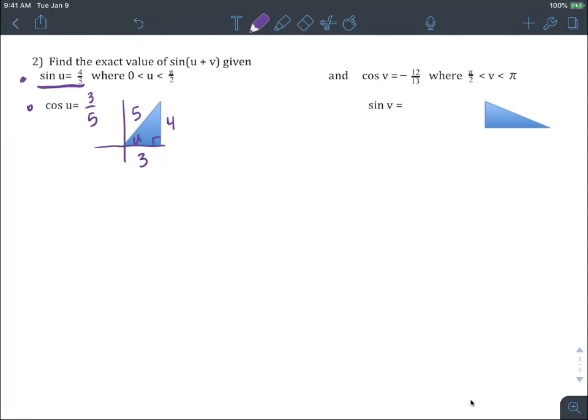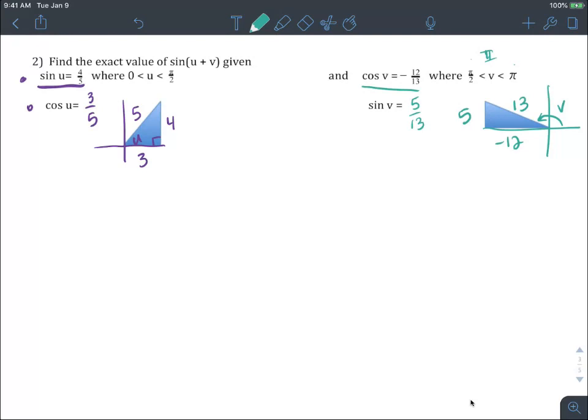Okay, now I get a second piece of information here, that the cosine of v is equal to negative 12 over 13, and this is between 90 and 180, so this is the second quadrant. So draw that in. So cosine of v is equal to negative 12 over 13. And because I remember my Pythagorean triples, I know that this is a 5, 12, 13 triangle, but you can also use the Pythagorean theorem. So I know the cosine. I'm going to write down my sine. It's 5 over 13. The sine of v is 5 over 13.